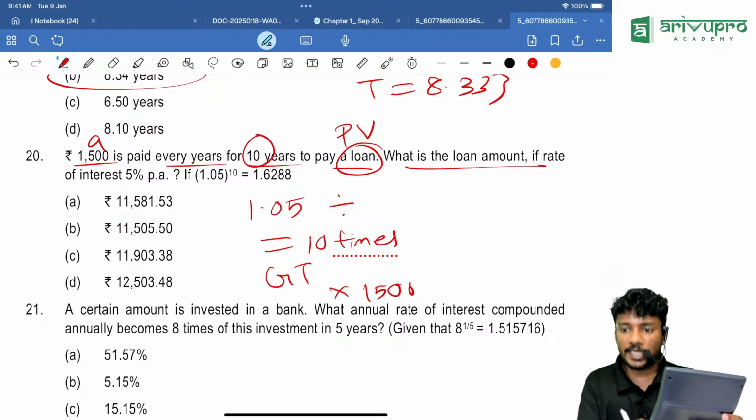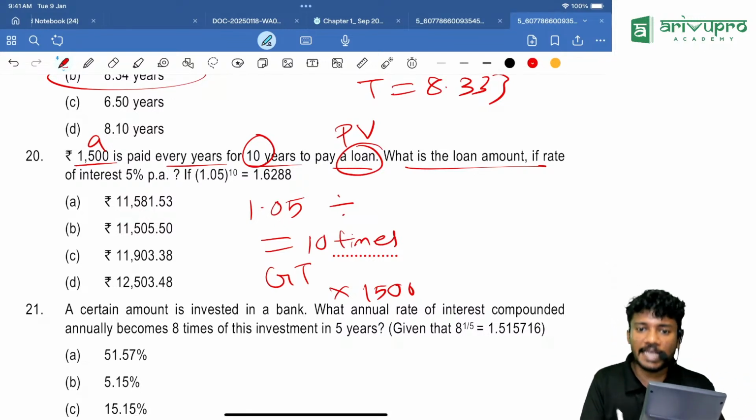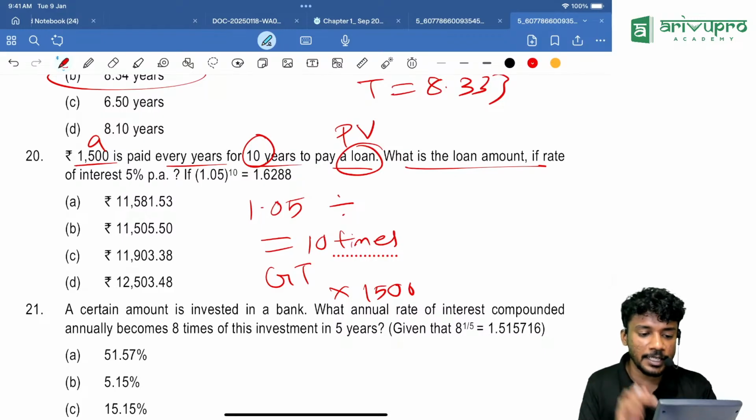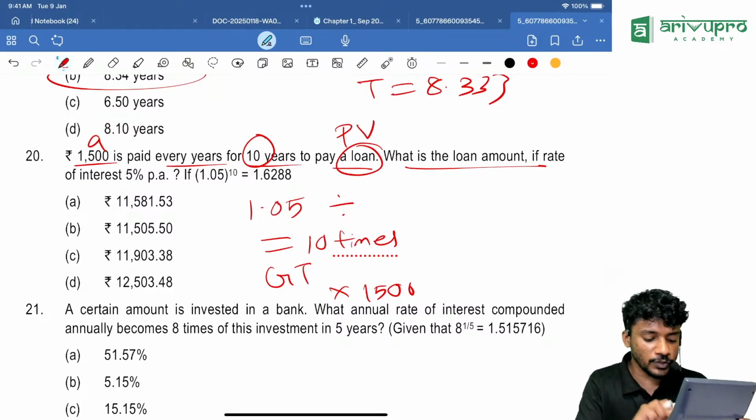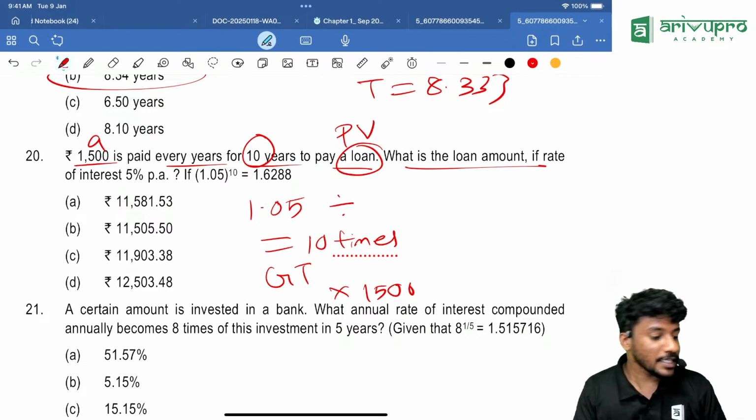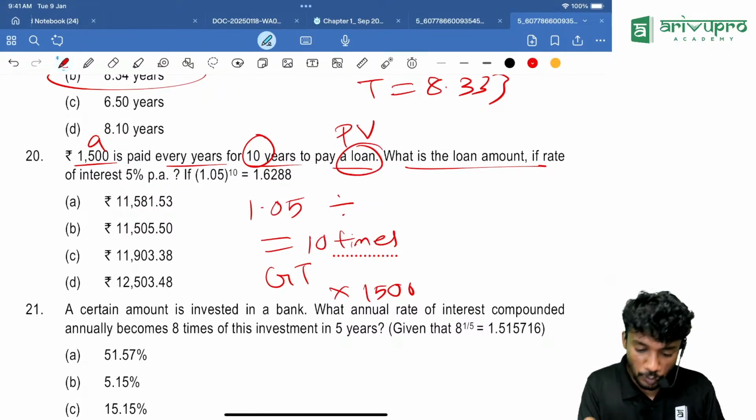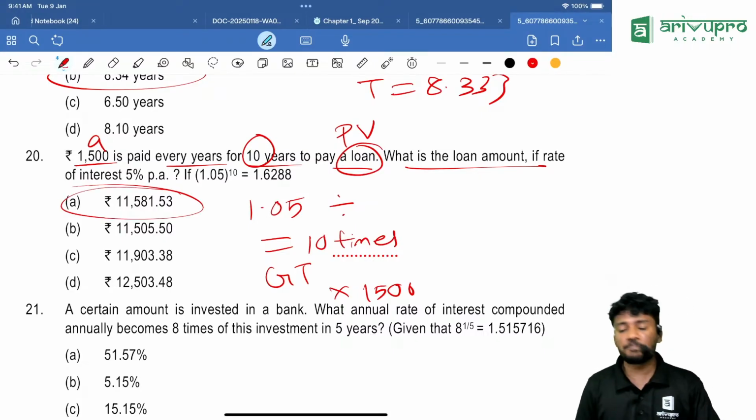1, 2, 3, 4, 5, 6, 7, 8, 9, 10. Then click the GT button. Multiply it with 1,500. Our answer is 11,582. That is approximately equal to option A, which is our answer.